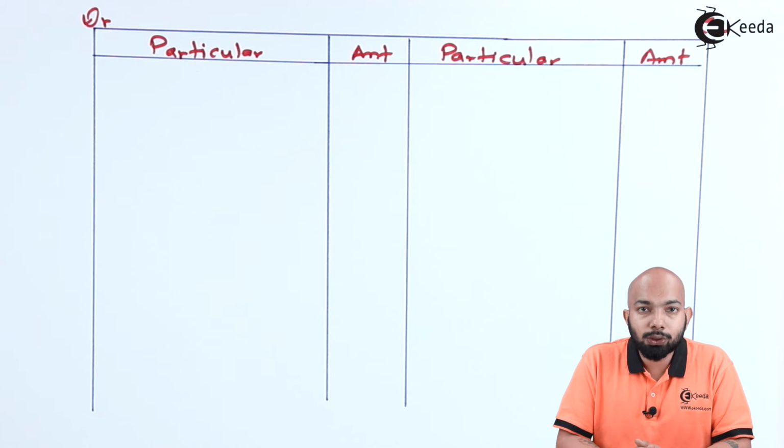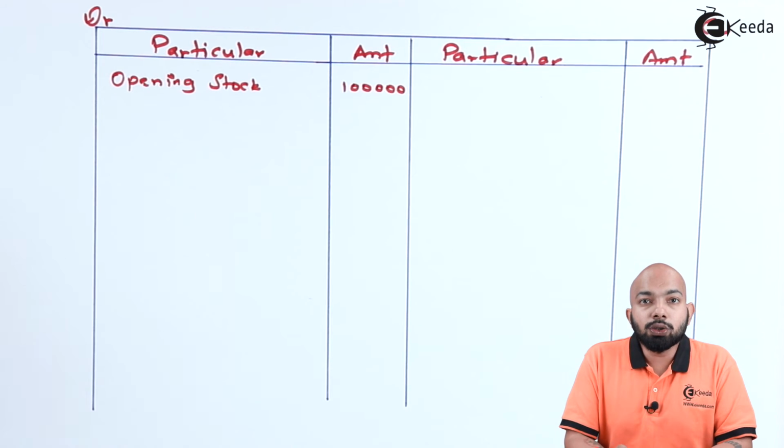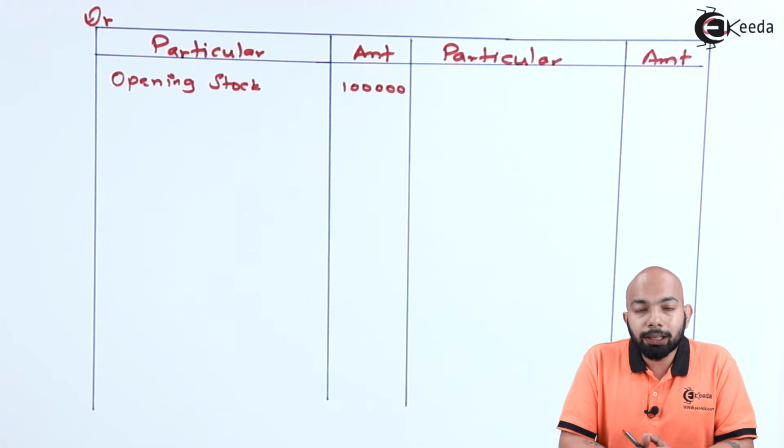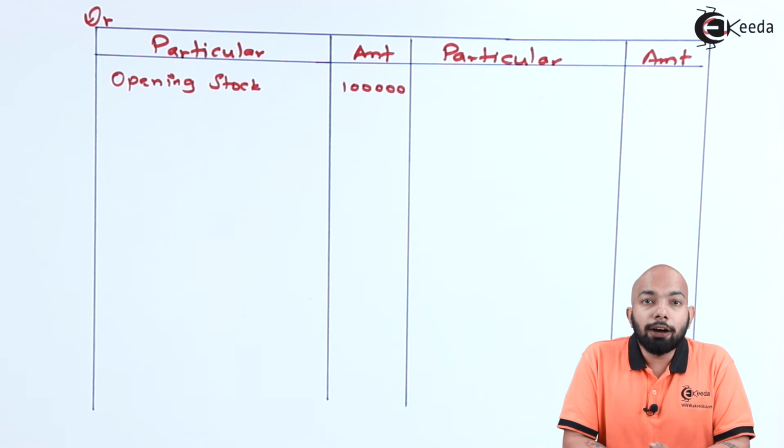Let's go ahead with the opening stock first. Opening stock was mentioned as 1 lakh, which is supposed to be mentioned on the debit side. We have posted that part. Let's complete all the debit side first and then we'll go ahead with the preparation of the credit side. We'll clear all the debit items first and then go to the credit side. So we have already mentioned opening stock as 1 lakh.